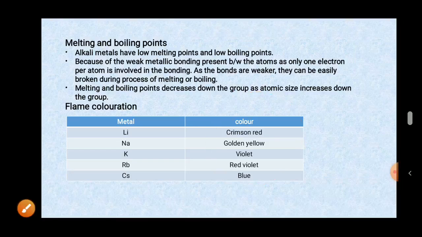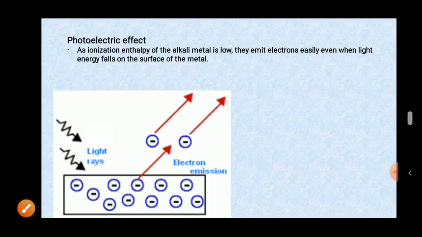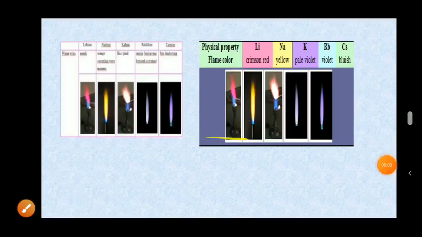Yeah. So the next is the photoelectric effect. Now francium, since it is a radioactive element, does not give flame coloration. You should keep that in your mind. So only from lithium to cesium. Since francium is a radioactive element, it does not give any flame coloration.